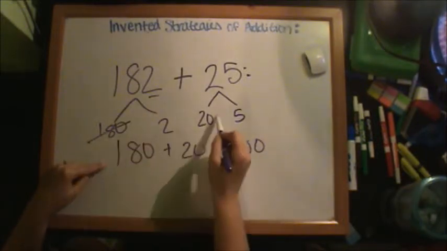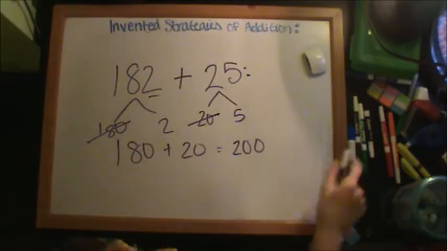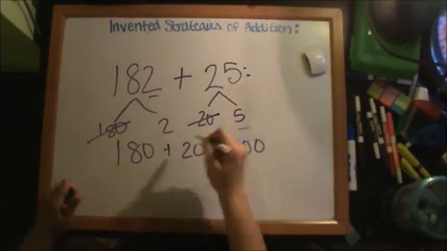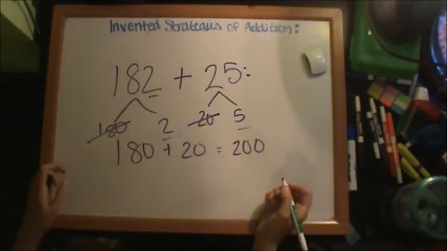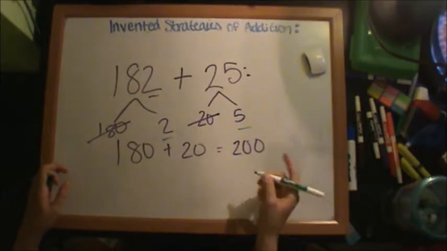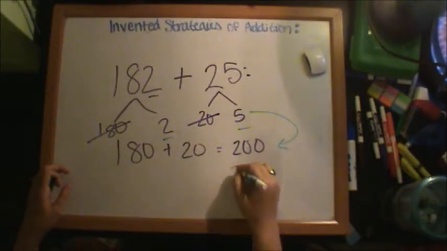So I use this 180, I use this 20, what do I have left? I have 5 plus 2. That gives me 7. So how easy is that to just add 7 to this 200?